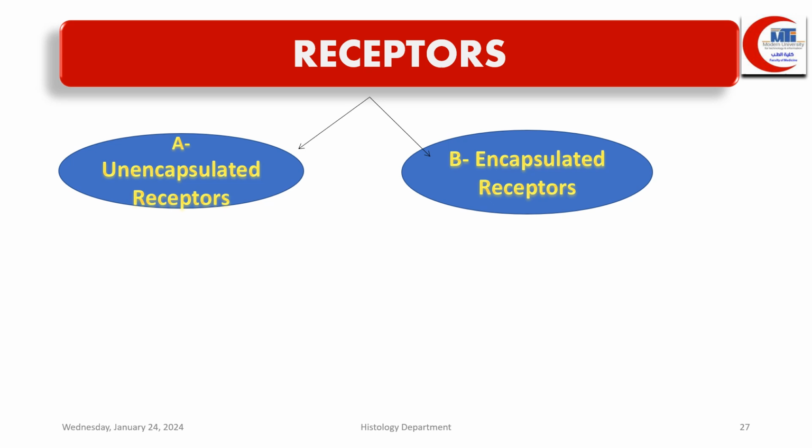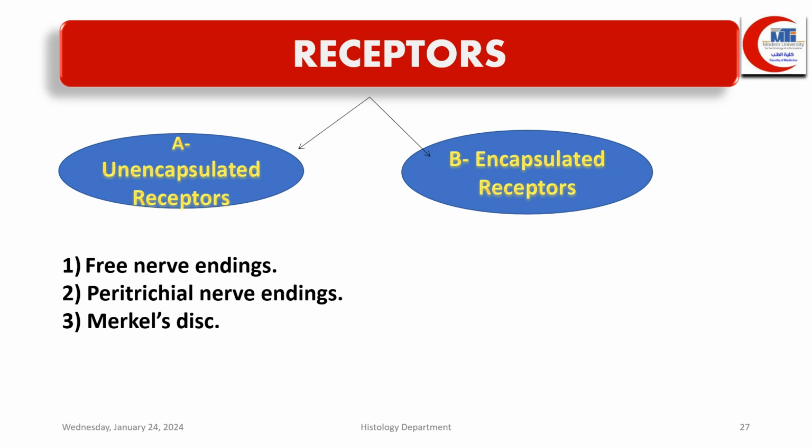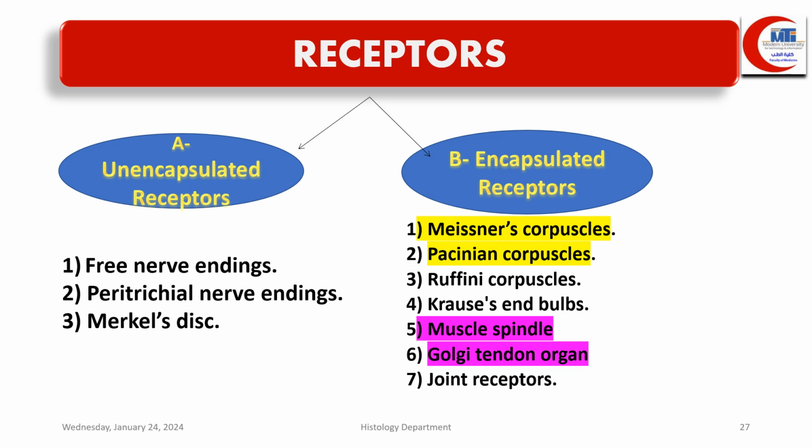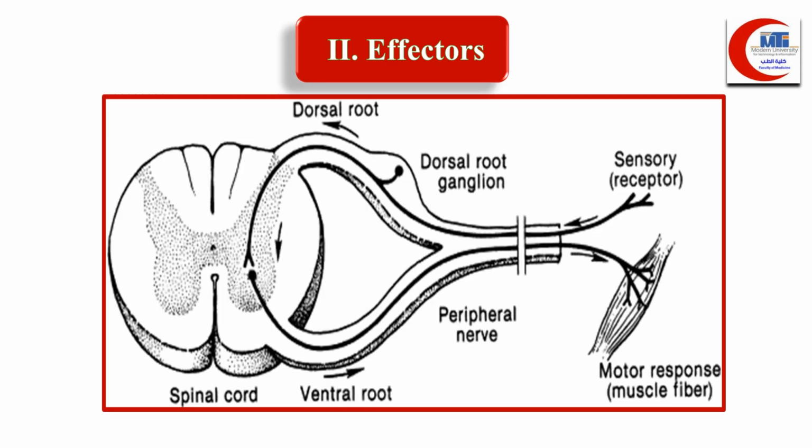Receptors, again, let's remember that they are subdivided into two types: unencapsulated and encapsulated receptors. Unencapsulated, which are not covered by a capsule, are subdivided into free nerve ending, peritrichial nerve ending, and Merkel tactile disc. Encapsulated receptors, which are covered by a capsule, are subdivided into Meissner corpuscle, Pacinian corpuscle, Ruffini corpuscle, Krause end bulb, muscle spindle, Golgi tendon organ, and joint receptor. This is just a revision on the receptors.